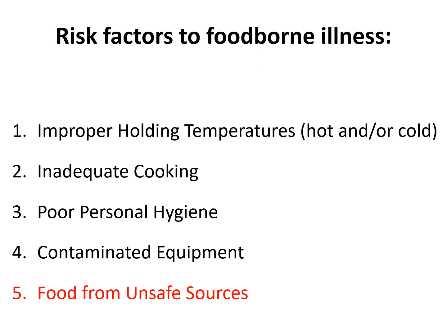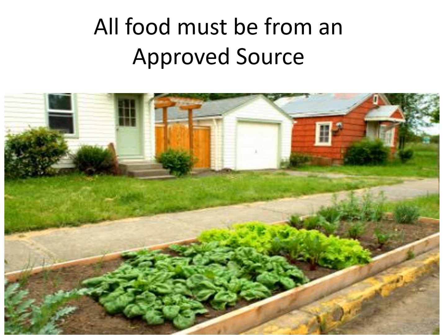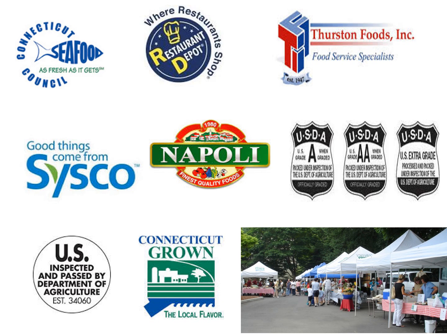The last of the top 5 risk factors is food from unsafe sources. Food service establishments must use foods from an approved source. Produce from home gardens and foods prepared or canned in private homes are not permitted in commercial establishments. Examples of approved commercial suppliers and government-inspected symbols are above. Some foods from regulated farmers markets can be considered an approved source.